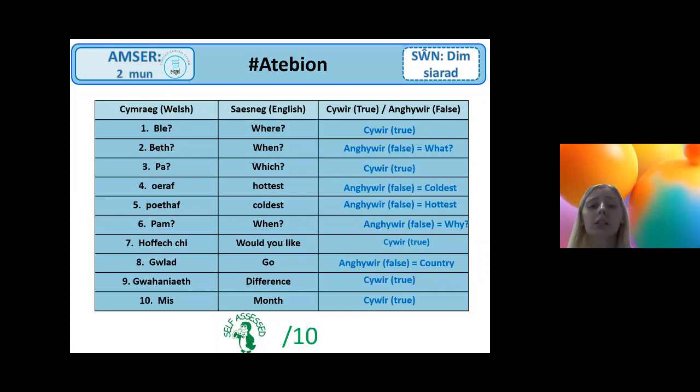Okay, so we're going to use these phrases now to answer a graph-based question. So type in the chat your answers. I can see one or two people have typed in that they've managed to get it. That's brilliant to see.